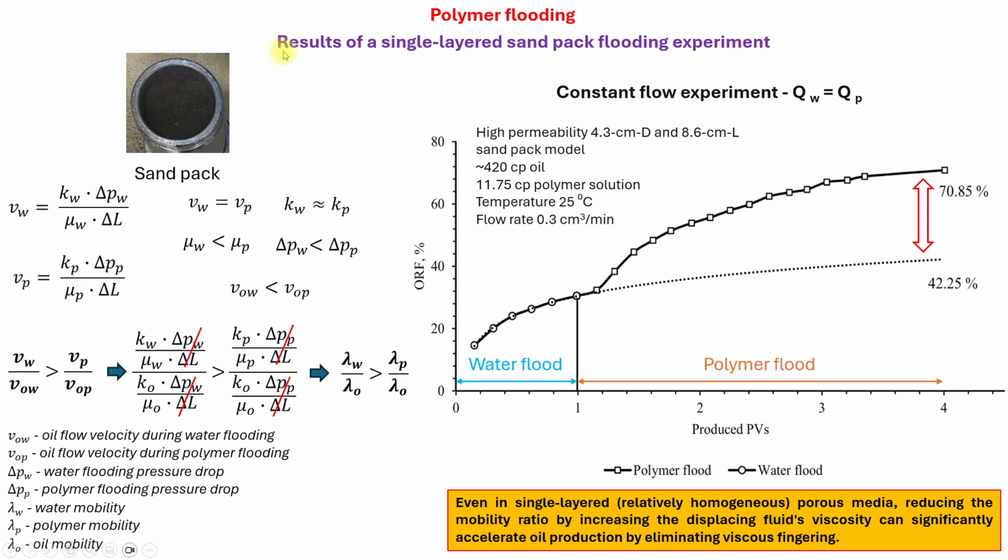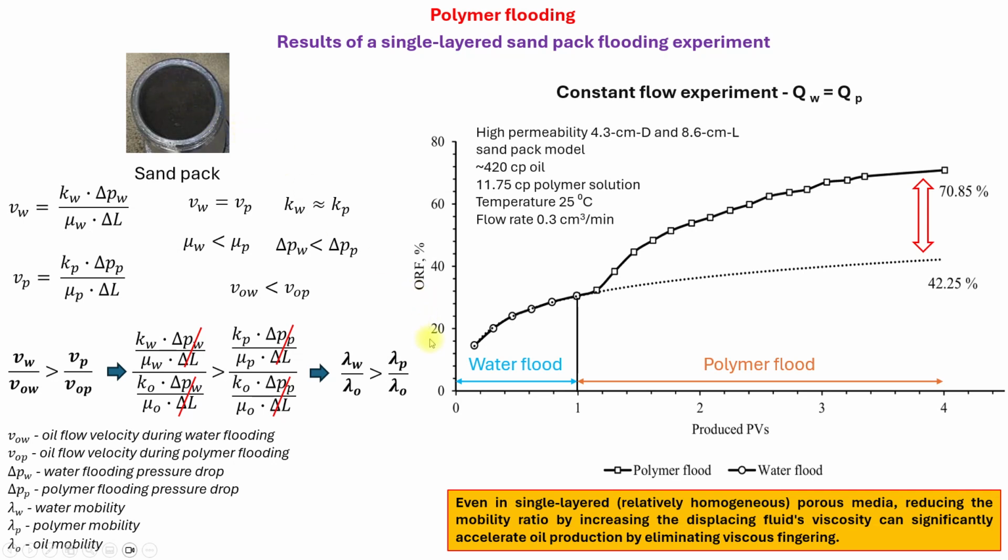This slide shows the results of water and polymer flooding experiments carried out on a single-layer sandbag model. In this experiment, we are displacing 420 centipoise oil from a sandbag that was tightly packed into a cylinder, 4.3 centimeters in diameter and 8.6 centimeters long. And of course, before water flooding, the sand was saturated with oil.